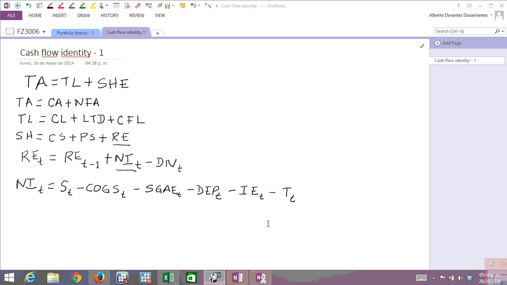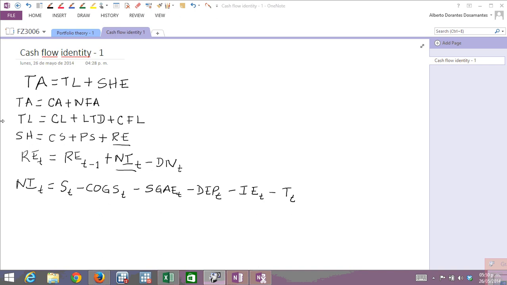Okay, this is part 2 of cash flow identity. Last time I described these equations. Now I'm going to continue expanding the cash flow identity. Okay, then what happens if I just put this in order? I have total assets here.